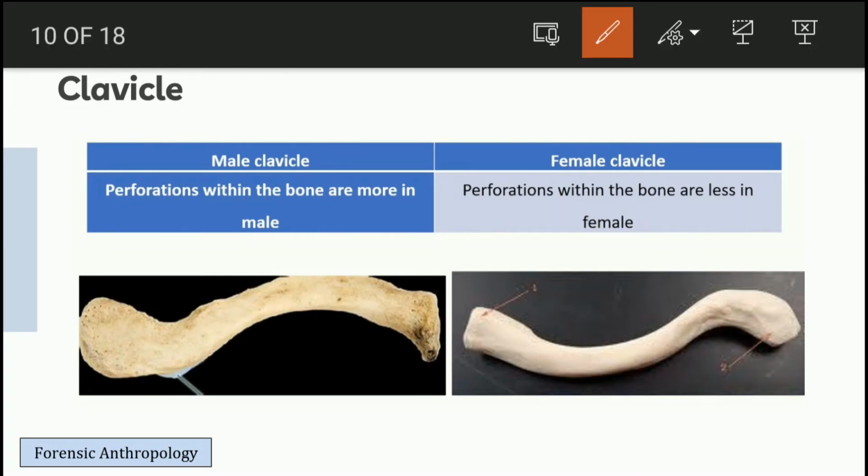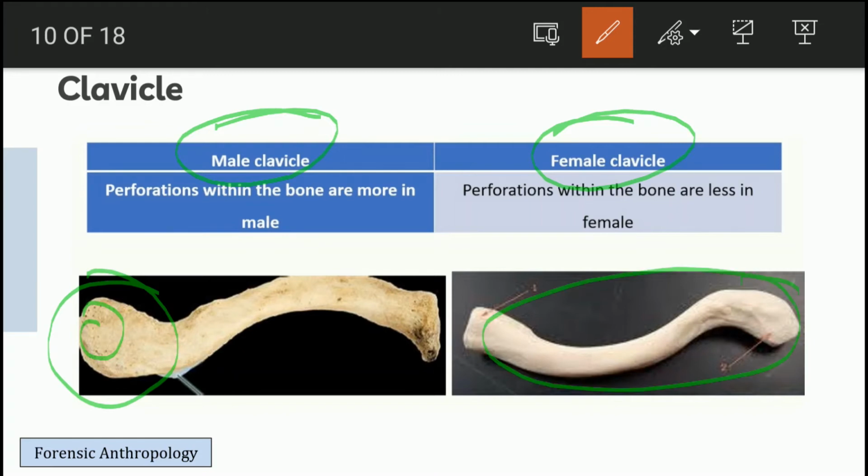So here is the male clavicle and the female clavicle. In the male clavicle, perforations within the bone are more. Perforations are the small holes present in the bones. Here in the figure we can also see these dot projections; the perforations are more in the male, and in the female perforations are less. Here we can see a clear bone.